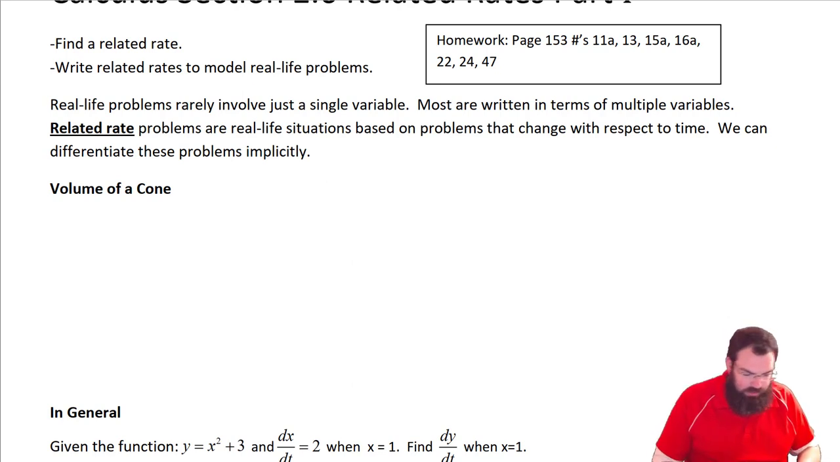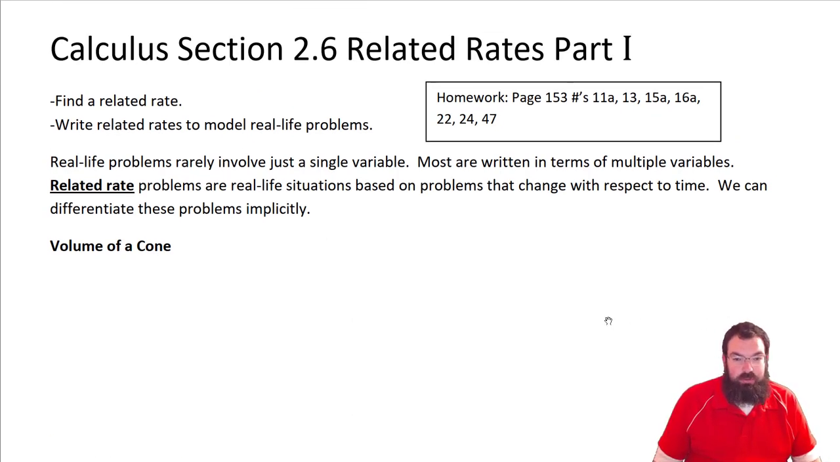All right, let's get into related rates. Here we go, 2.6, part 1. There are two parts to related rates because they're pretty awesome. We are going to find a related rate. We're going to write related rates to model real-life problems. Basically, the problem will be there already, and we're just going to write the rate according to what's written.